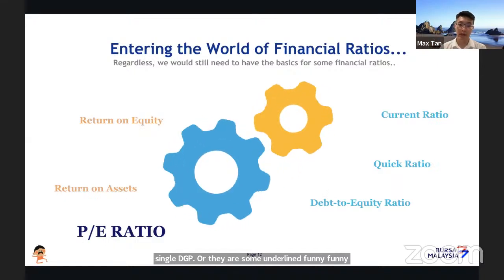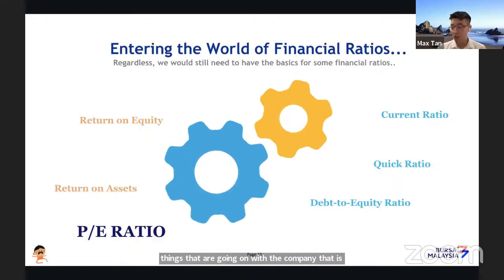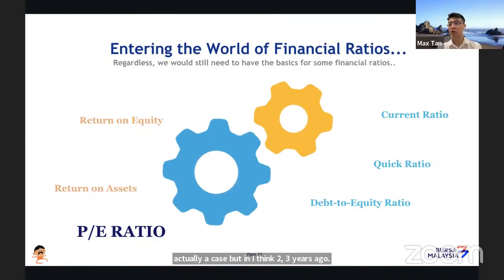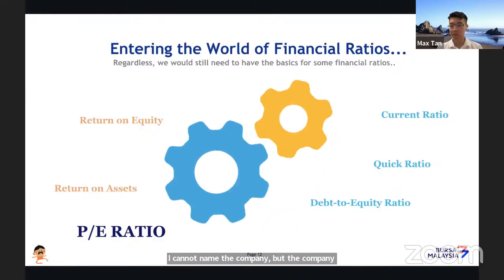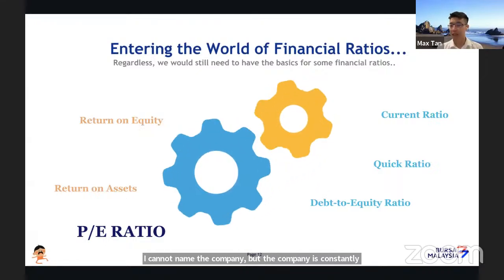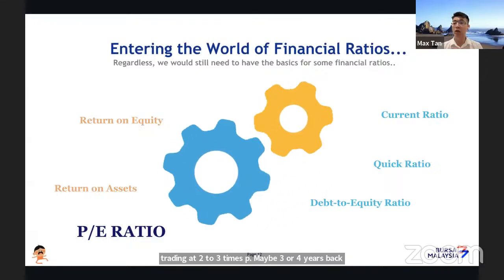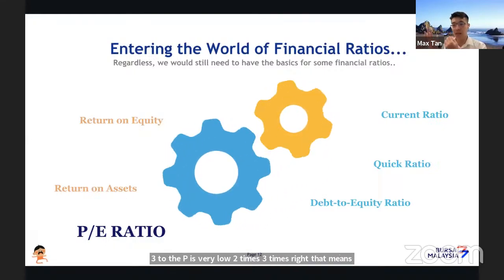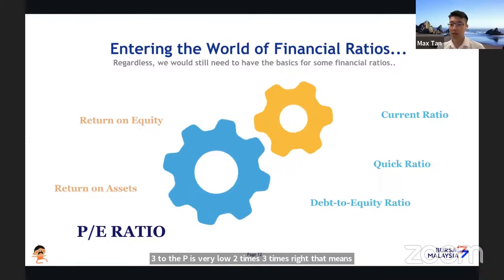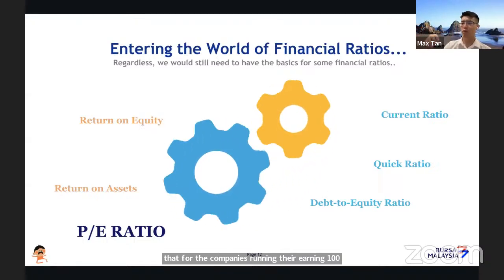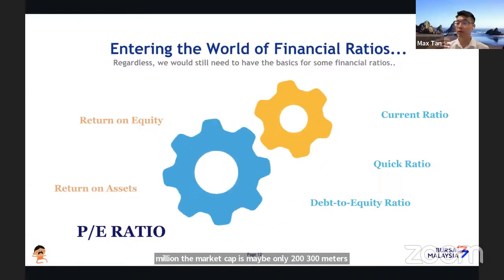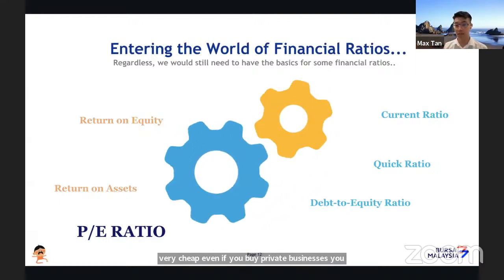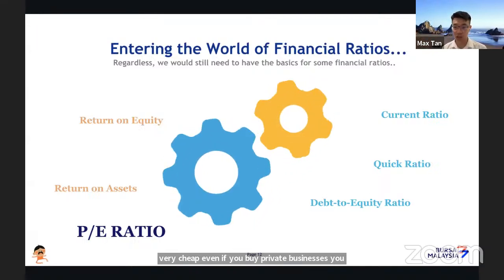There is actually a case back in, I think, 2-3 years ago. I cannot name the company, but the company was constantly trading at 2 to 3 times PE. Maybe 3 or 4 years back then. The PE is very low, 2 times, 3 times, right? That means the company is earning 100 million, and the market cap is maybe only 200, 300 million. So very cheap. Even if you buy private businesses, it couldn't be that cheap, because the company still has assets, and this is only the earnings potential, right?